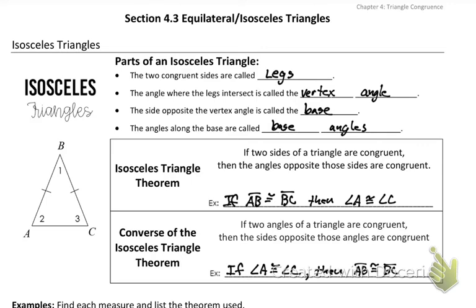The theorem is used if I know it's an isosceles triangle, which means I know two sides are congruent. The converse is used to prove it's an isosceles triangle. Your converse goes from angles to sides, and the theorem goes from sides to angles. It is important in a proof to say whether you're using the theorem or the converse. One more time, the theorem starts with an isosceles triangle, so base angles are congruent. The converse says if I have base angles congruent, then my sides are congruent, so I have an isosceles triangle. If I need to prove something's an isosceles triangle, I'm probably using the converse. If I'm using an isosceles triangle, I'm probably using the theorem.